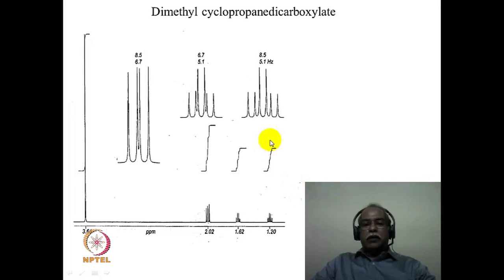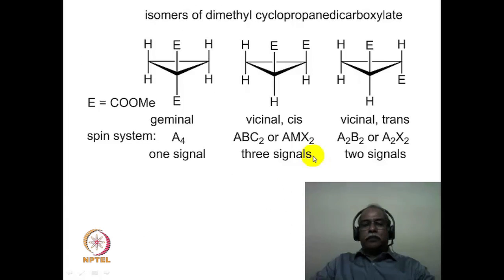We will come back to the multiplicity a little later because it is not important to identify the multiplicity at this point to solve this problem. What we need to identify is, first of all, how many isomers are possible for the dimethyl cyclopropane dicarboxylate, and of the possible isomers, which one will have four different types of hydrogen, in terms of the four different chemical shift values in this spectrum.